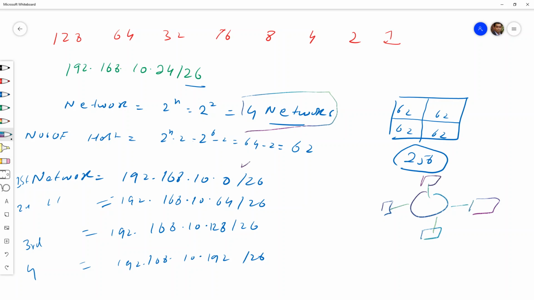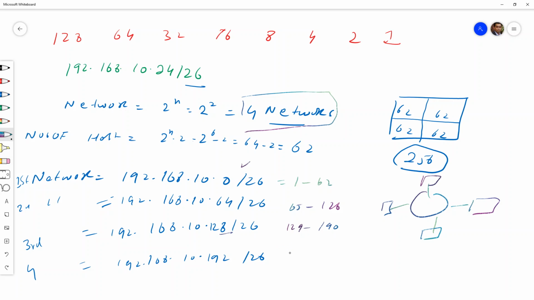How can we find the usable IP, sir? The first and last. Yeah, that is very simple. This will be 1 to 62. This will be 65 to, look at the 128, so 127 will be broadcast. So that will be 126. Then 129 to, because 128 we can't use, the next IP will be usable to 190, because 191 will be the broadcast IP, the last IP.